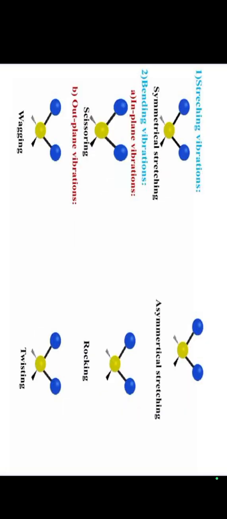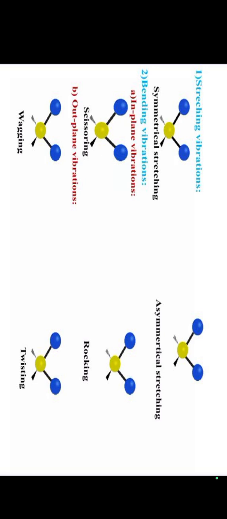Next we see them one by one. The first type of vibration is stretching vibration. Stretching vibration is again divided into symmetrical and asymmetrical. Stretching vibration means there is a bond between two atoms, and the bond length between the two atoms increases or decreases symmetrically or uniformly. That is called stretching vibration.